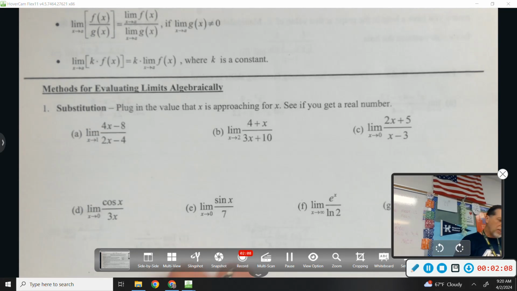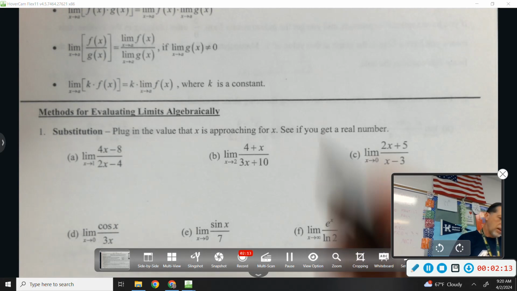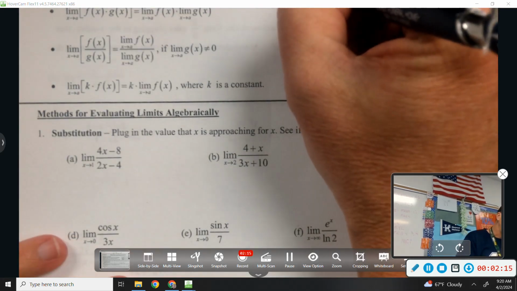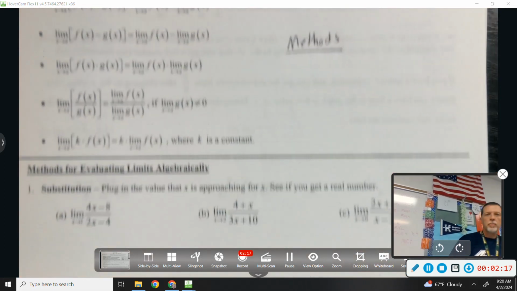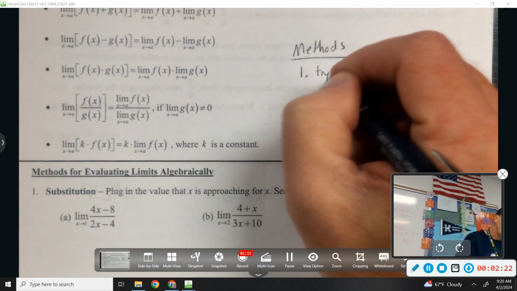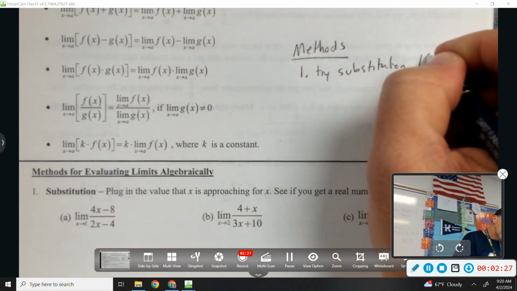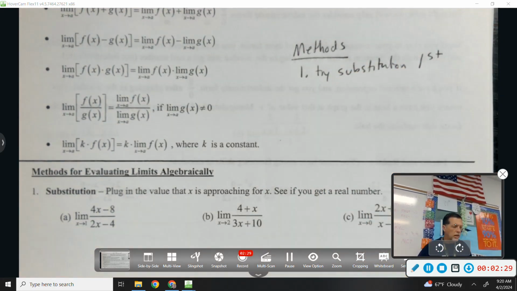Okay. Methods for evaluating limits algebraically. Let me back up and talk big picture for a minute. So, methods. First method, always, always, always try substitution first. And if you get an answer, you're done. Great. Most of the time you won't because that's too easy. Like we want to bump you into the second class of problems where you have to do some algebra tricks.